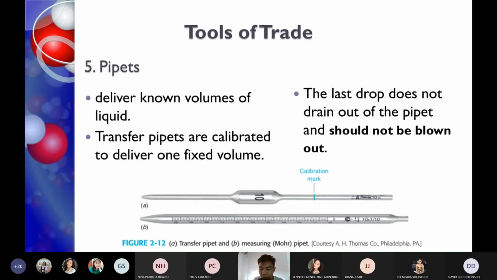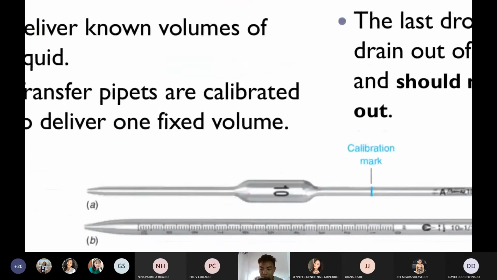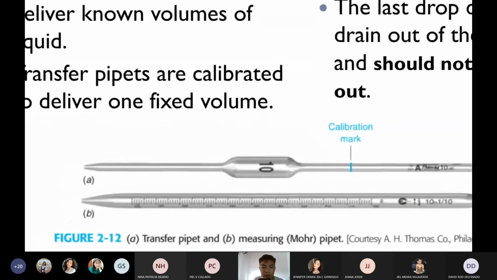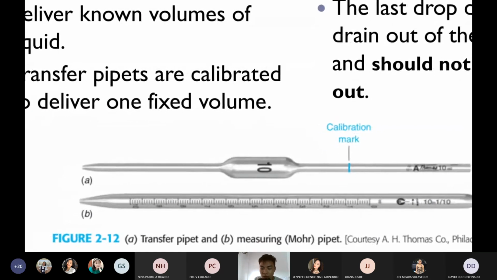So again, ano yung dalawang uri ng pipette? We have a transfer pipette and a Mohr pipette. So when we say transfer pipette, it can only transfer one volume. Isang volume lang yung pwede niya ma-transfer because it only has a mark. No, isa lang yung mark niya.